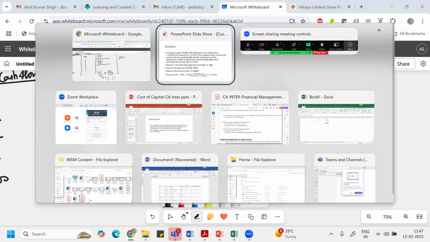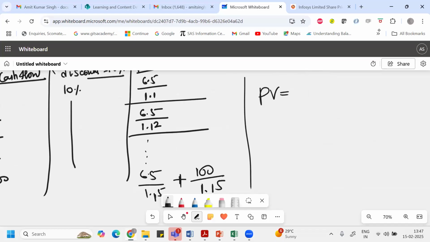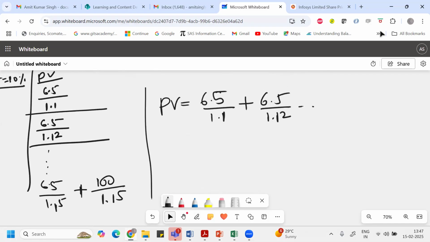Your price is how much? Your price is given as 80 rupees. So that should be equal to your price. So you can do this calculation: 6.5 divide by 1.1 plus 6.5 divide by 1.1 square, till 6.5 divide by 1.1 to the power 5 plus 100 divide by 1.1 to the power 5. Do this.